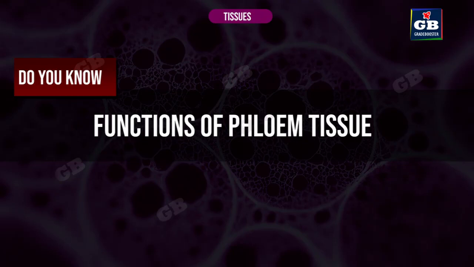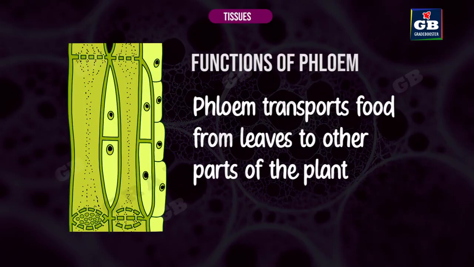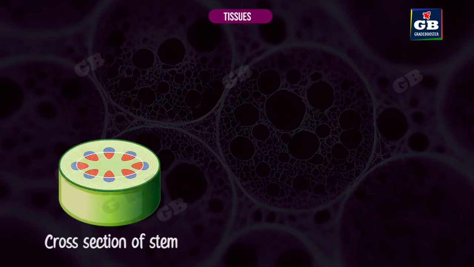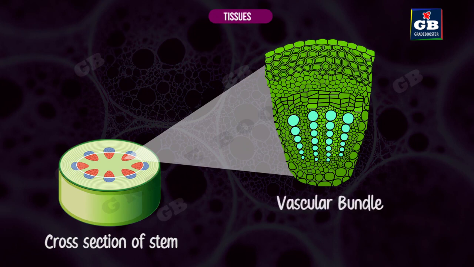Do you know the function of phloem tissue? Phloem transports food from leaves to other parts of the plant. Xylem and phloem join together to form a vascular bundle. These two are called the conducting tissues of the plant. This is all about the complex permanent tissues in plants.